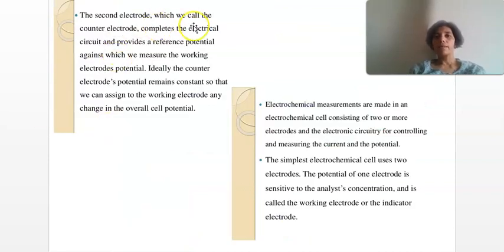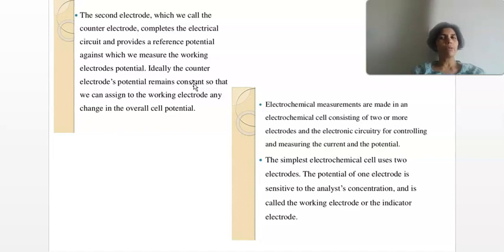Then the second electrode, which we call the counter electrode, completes the electrical circuit and provides a reference potential against which we measure the working electrode potential. So the first electrode is your main electrode, the working electrode, and the second is your counter electrode, which completes the electrical circuit and provides a reference potential. Ideally, the counter electrode potential remains constant. So basically, this electrode is a standard electrode, as you sometimes say. Examples of a standard electrode are the standard hydrogen electrode and the platinum electrode. So all these things you can say.